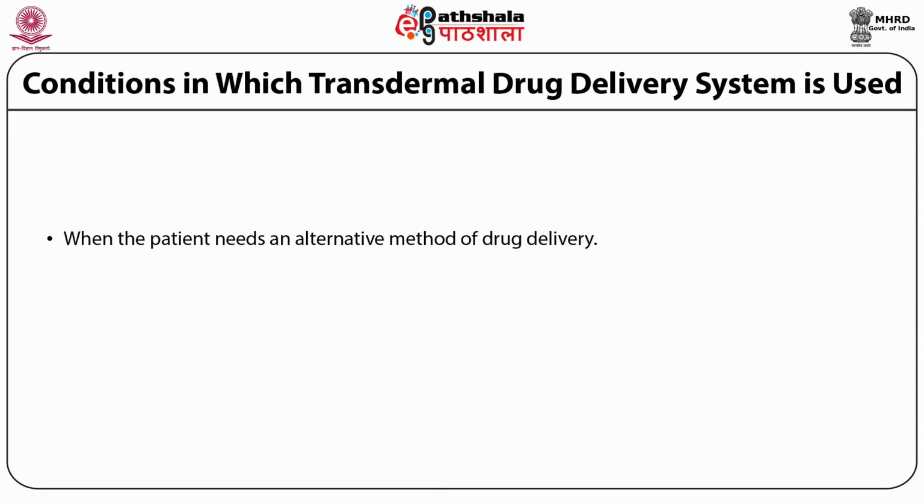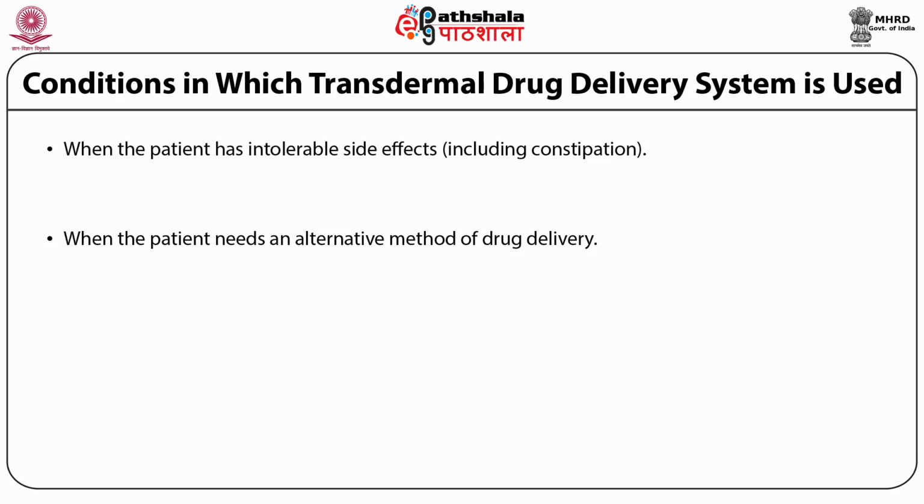Students, let us now try to understand that transdermal drug delivery systems are indicated for certain specific conditions. They cannot replace oral delivery completely, but they have found popularity because of the sheer patient compliance. Let us try to understand the various conditions where this system is indicated. The first category where the patient usually can go for transdermal drug delivery is when the patient has intolerable side effects because of the oral medications, which might include constipation.